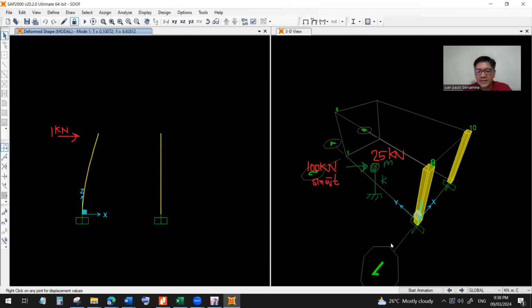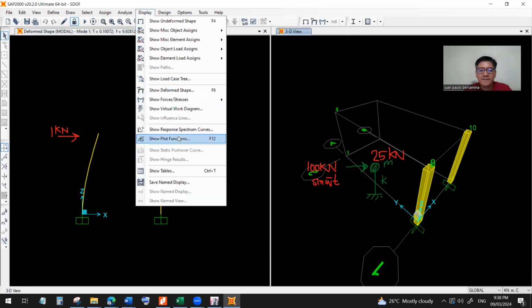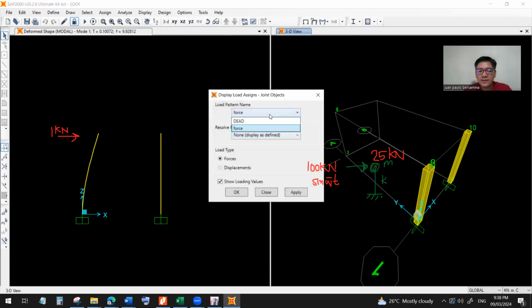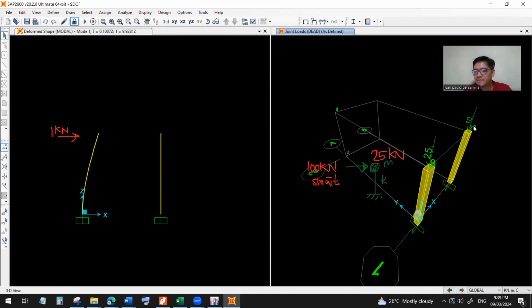Then, for the next body, if you will observe, I put a different load there. Let me show it: display, object load, joint. Okay. There, 10 kilonewton. I put 10 kilonewton there, because this means its mass is different. This one, 25 kilonewton, resulted in 0.1 second.